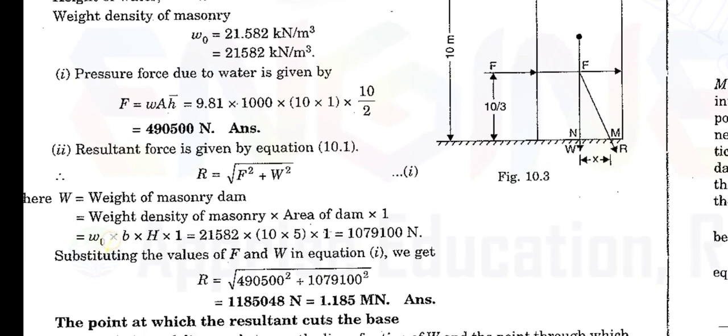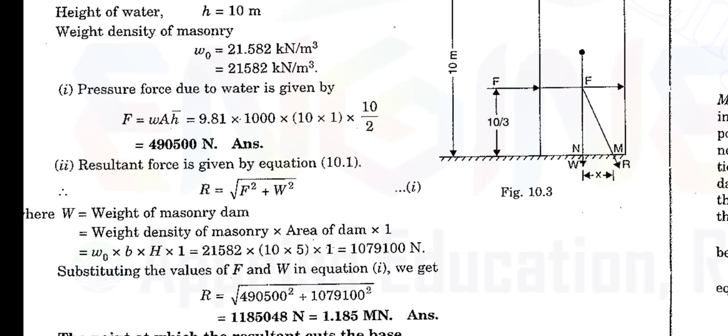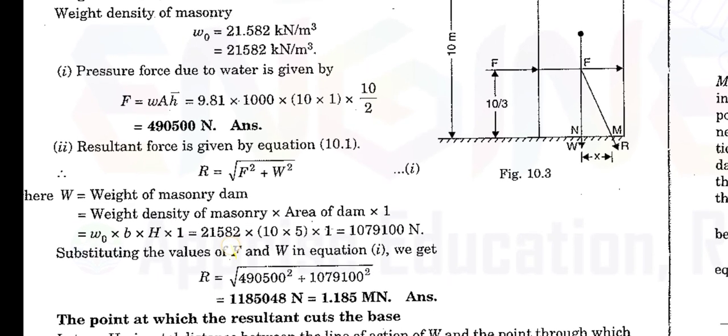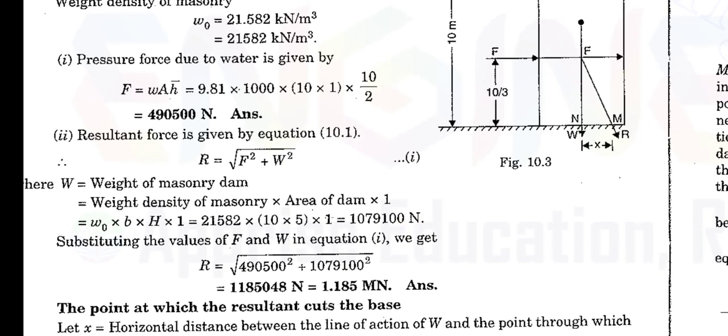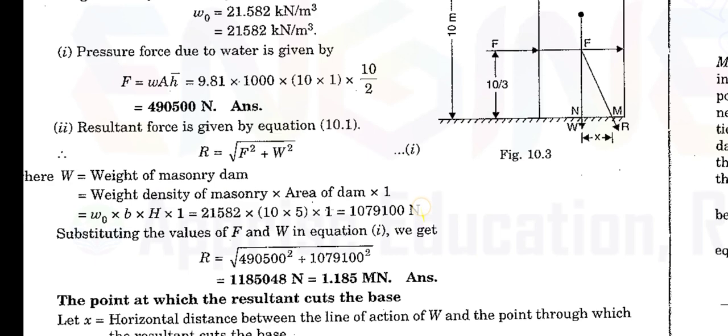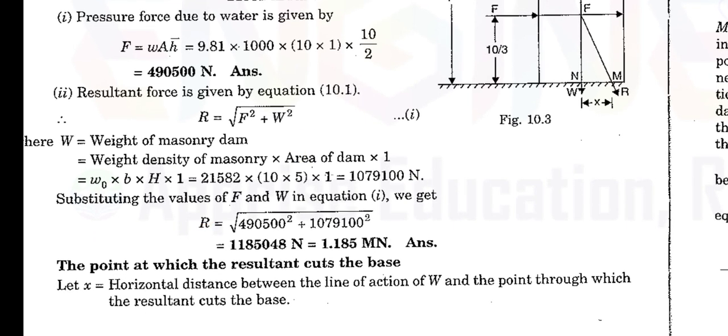Weight is nothing but W naught into B into H into length is 1 meter. So total 21,582 into 10 into 5 into 1, 1,079,100 Newton. So this is W. So after that we have to find out the resultant force. So this is the second problem.